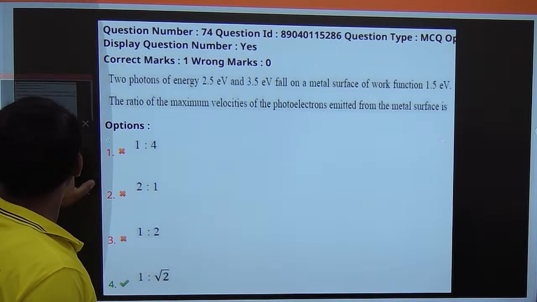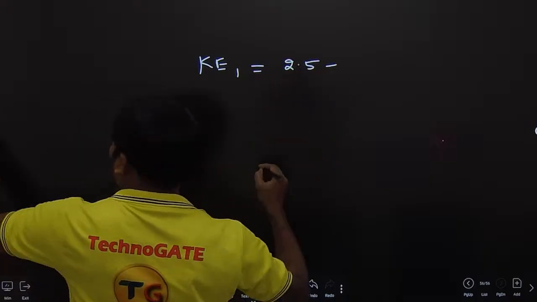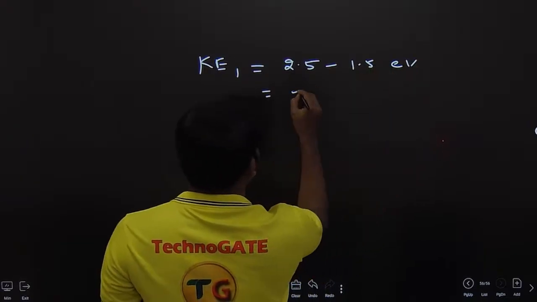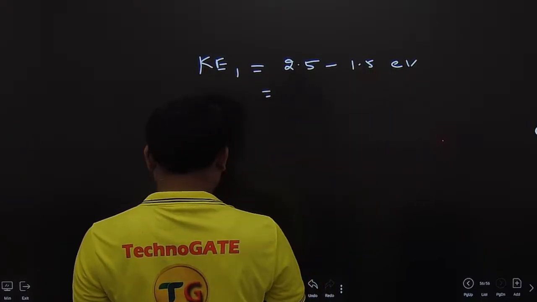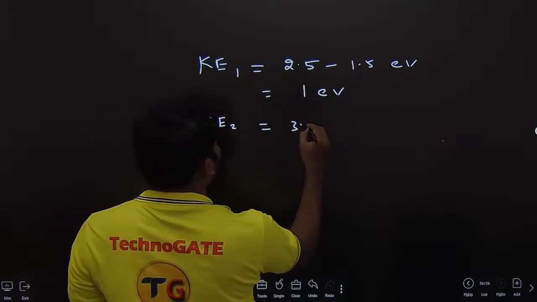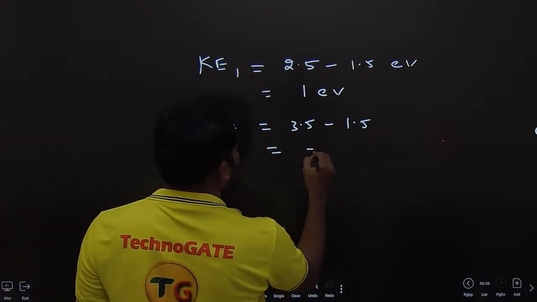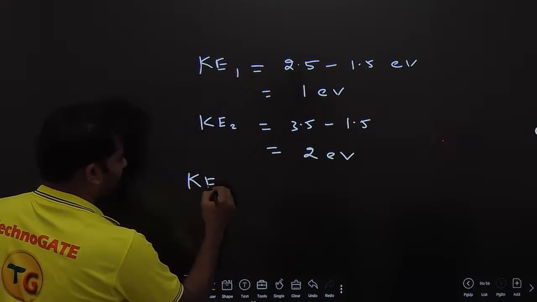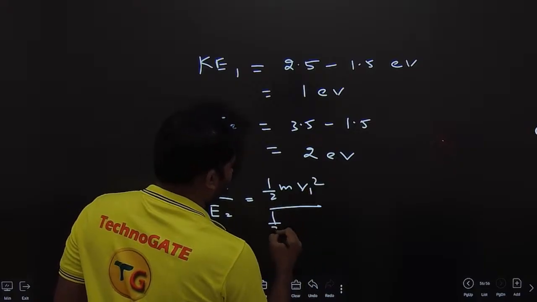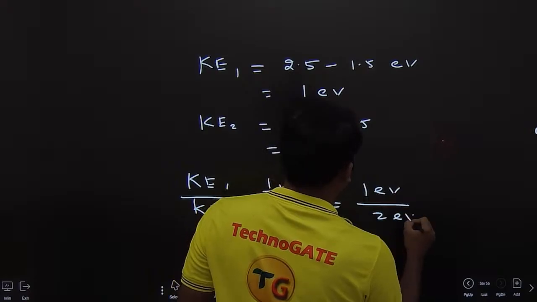So basically, kinetic energy of electrons in the first one is equal to 2.5 minus 1.5 electron volts, which is actually 1 electron volt. Kinetic energy 2 is equal to 3.5 minus 1.5, which is nothing but 2 electron volts. So kinetic energy 1 by kinetic energy 2, which is half m v1 square by half m v2 square, is equal to 1 electron volt by 2 electron volts.